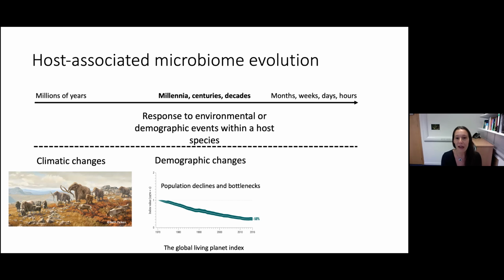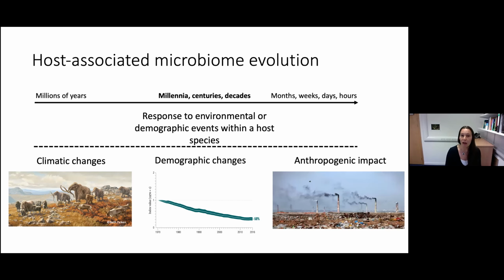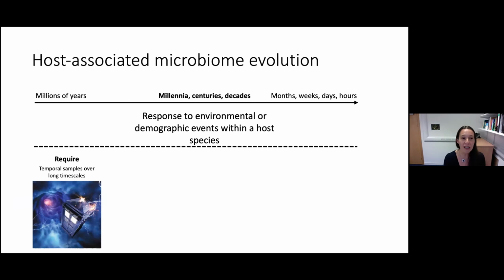We don't know. Or, if we think further, we can think about other levels of anthropogenic impact beyond population decline, such as contamination of the natural environments. Again, what type of consequences would these events have? To understand that from the host-associated microbiome perspective, we actually need to travel back in time. So we need temporal samples and sampling over a long time scale. If you think about the last ice age, we need to go as far back as the last ice age. If you think about anthropogenic changes, we need to go back for at least 100 years or so.